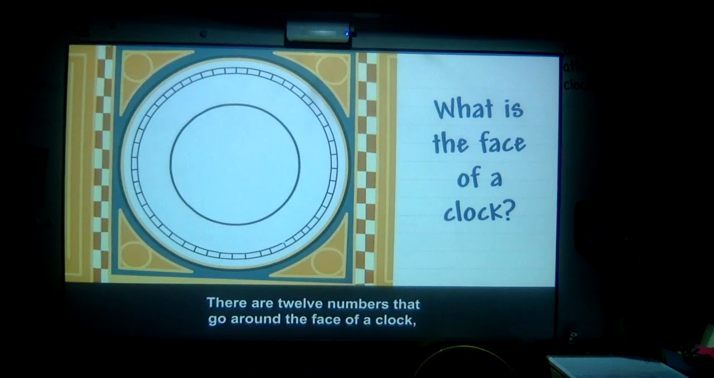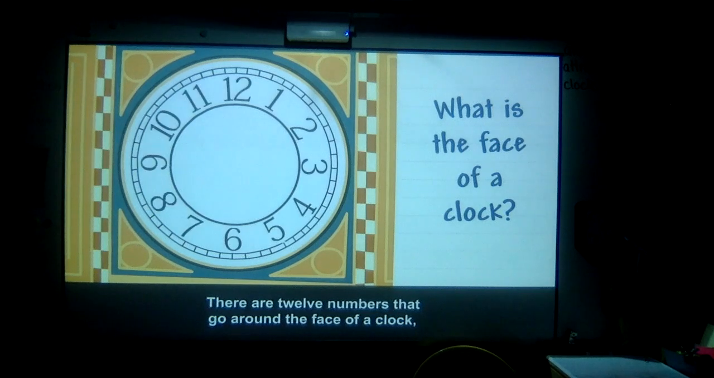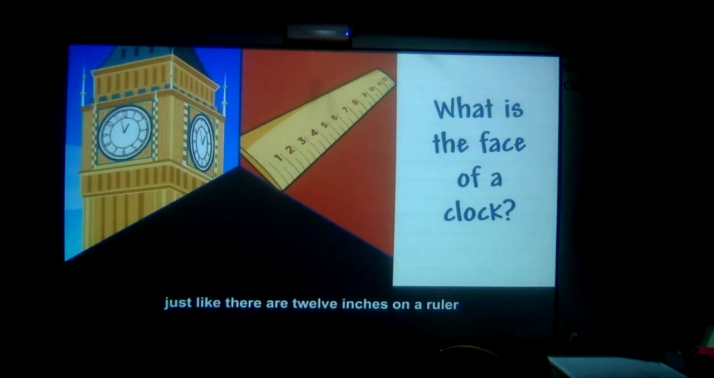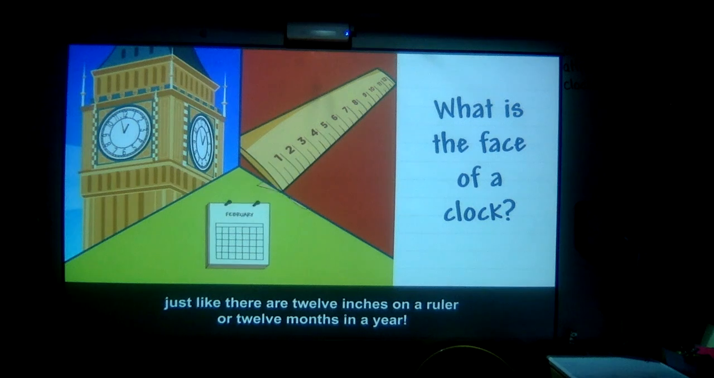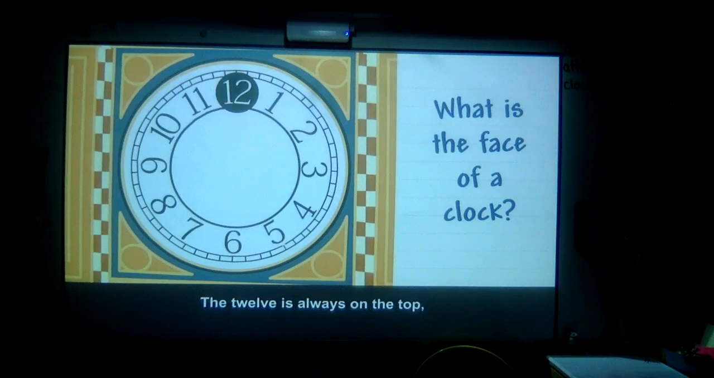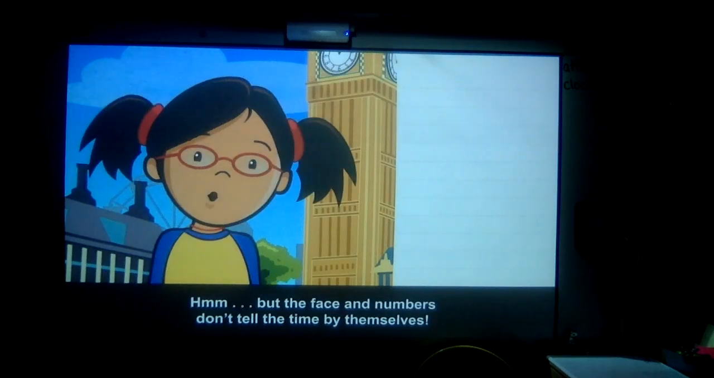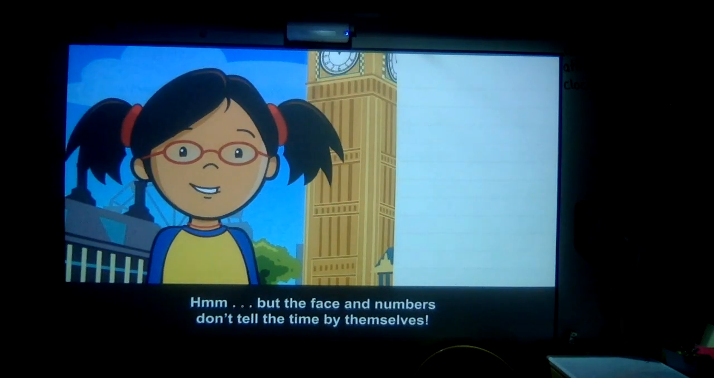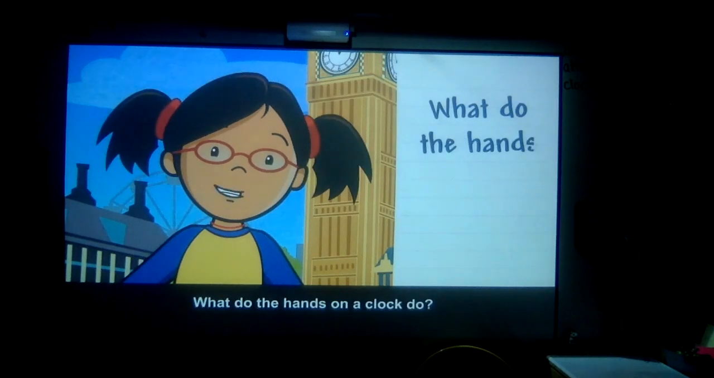There are 12 numbers that go around the face of a clock. Just like there are 12 inches on a ruler, or 12 months in a year. The 12 is always on the top, and the 6 is always on the bottom. But the face and numbers don't tell time by themselves. What do the hands on the clock do?